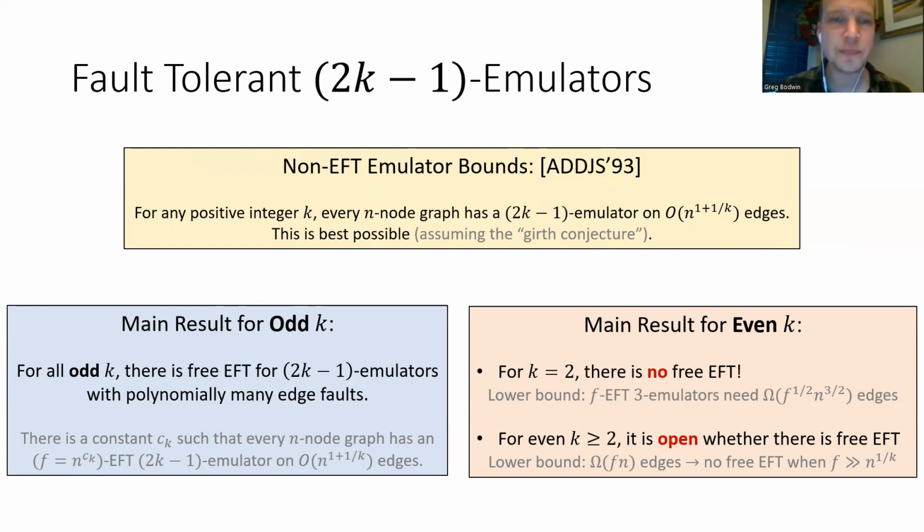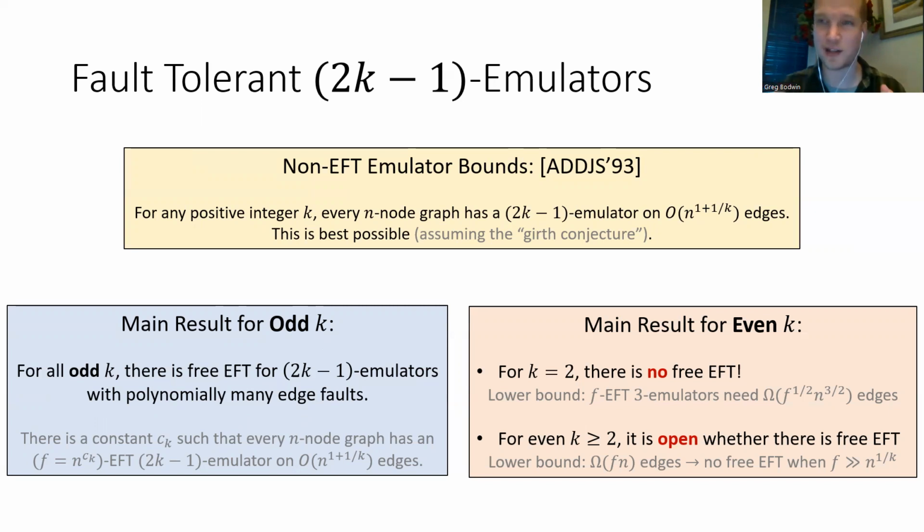Anyways, our main result for odd k is a positive result: we are able to prove that for any odd k, a similar phenomenon to what I was just talking about for the case of 5 emulators, which corresponds to k equals 3, does in fact hold. So for 5 emulators, we got free fault tolerance up to f to the 2/9.